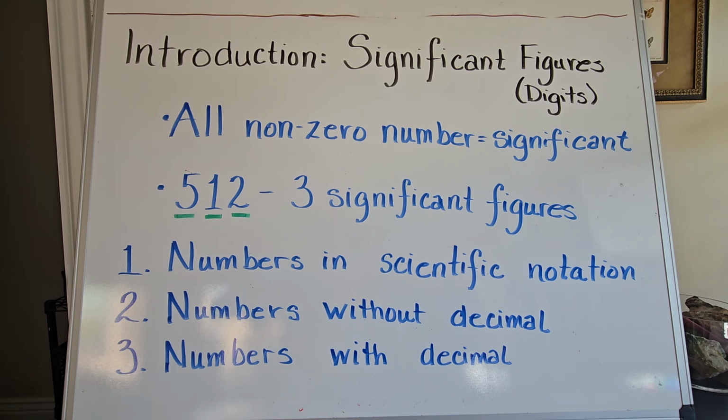We will look at three categories of numbers, and each category will have its own rule as to which zero is significant and which zero is not significant. Our first category will be numbers that are expressed in scientific notation. Here I mean proper scientific notation. If you need to, go back and review class notes 1 as to what is proper scientific notation. The second category are numbers without a decimal point. The third category would be numbers that do have a decimal point.